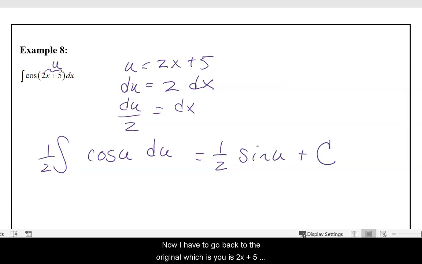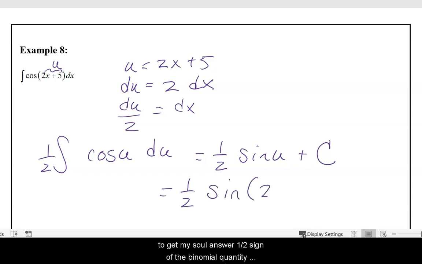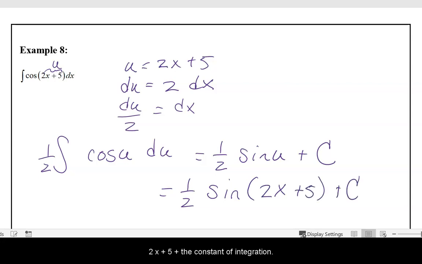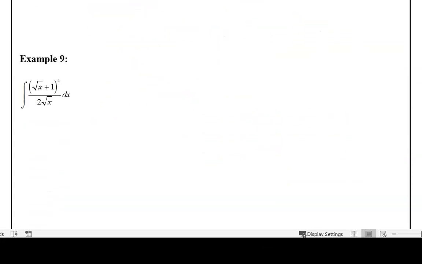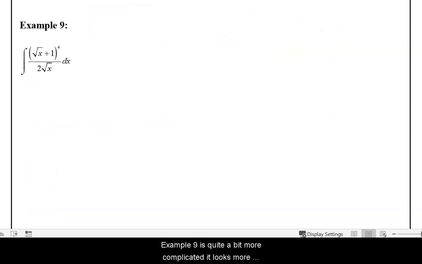Now I have to go back to the original, which is u is 2x plus 5, to get my full answer, 1/2 sine of the binomial quantity 2x plus 5 plus the constant of integration. Let's take a look at example 9. Example 9 is quite a bit more complicated.